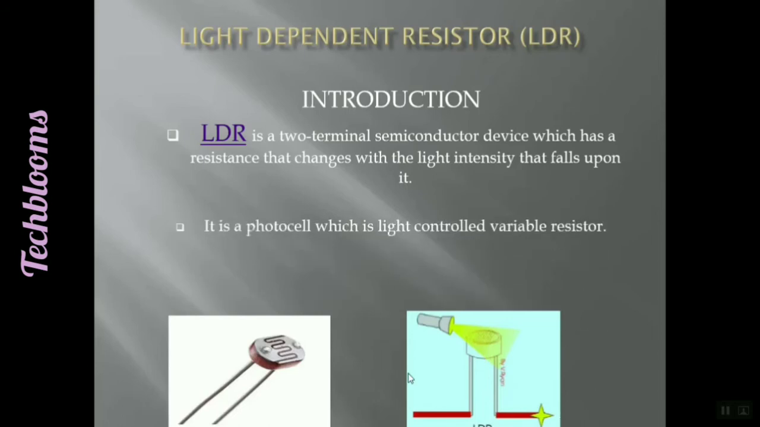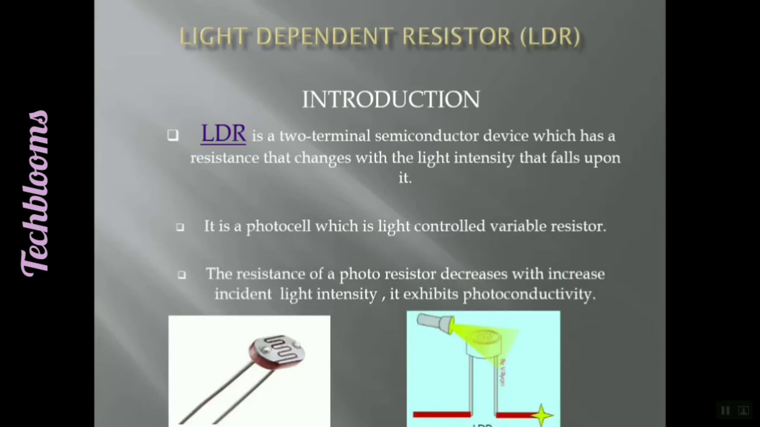Now it's also called a photocell, which is a light controlled variable resistor. The resistance of the photoresistor decreases with increase in the intensity of the light. So same here, the resistance will decrease with increase in the light. So you can say there is inverse proportionality between the intensity of light and the resistance of the LDR. So how does that decrease take place? We'll see in a further slide.